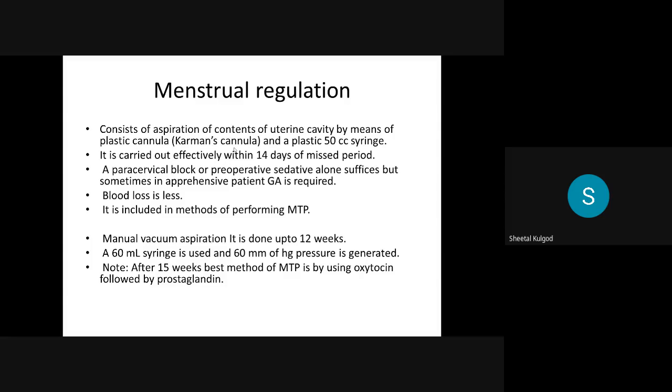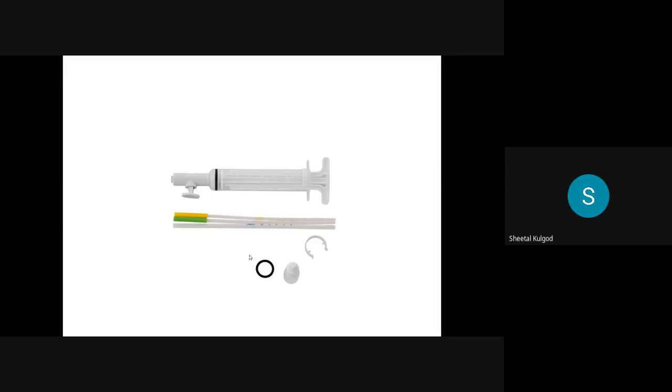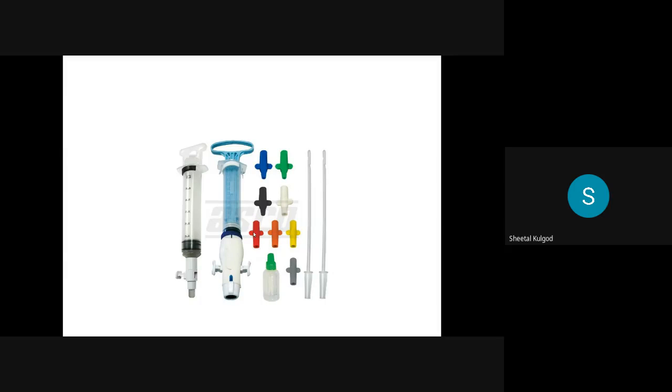So remember the difference between Karman's cannula and manual vacuum aspiration. It is just a 50 cc plastic syringe, whereas this is a 60 cc proper instrument. We can just see in the next pictures here. This is the Karman's cannula. It's just a syringe-like thing, and these are the different cannulae, what you can see. Whereas this is the whole set of manual vacuum aspiration. You can see here, this is a 60 cc bigger syringe.